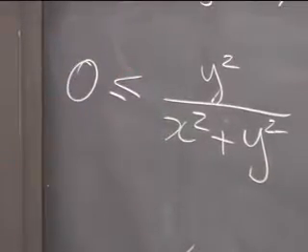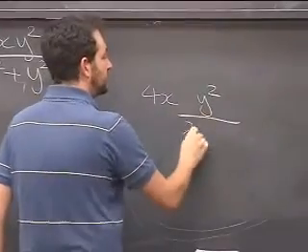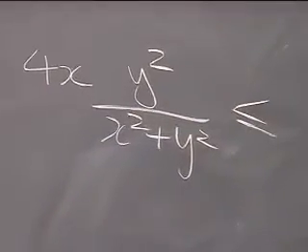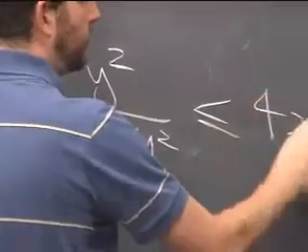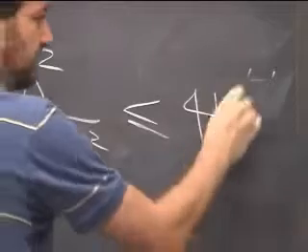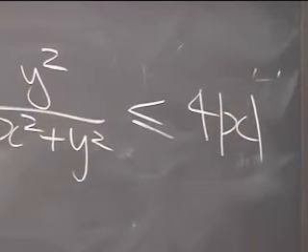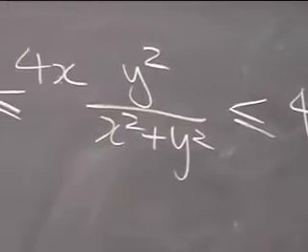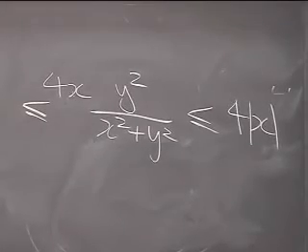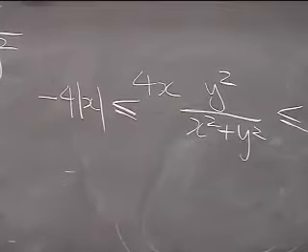But we don't just have that, we have this: 4x times y squared over x squared plus y squared. How big could that be? Yes, it cannot be more than 4x. But what if x is negative? That doesn't really make sense. Better put an absolute value. How small could this be? Bear in mind that this could be negative. So this is no more than 1. This could be minus 4 times something, minus 4 times the absolute value of x.